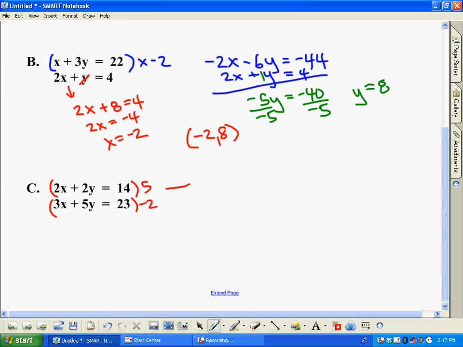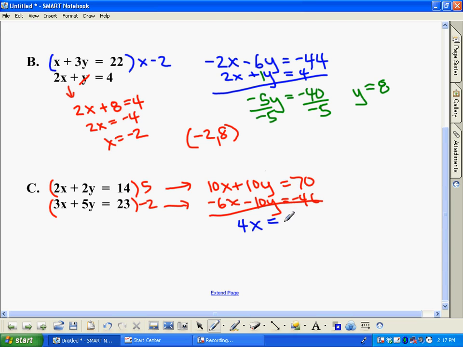So the first equation would become 10x plus 10y. Now what is 5 times 14? 5 times 14 is 70. The second equation, if I multiply everything by negative 2, I get negative 6x. Negative 2 times 5y would give me my negative 10y. And then what is negative 2 times 23? Well, that's negative 46. Now add these together, and when I do that, I get 4x equals, the y's go away, they're eliminated, and 70 minus 46 is 24. Divide by 4, I get x equals 6.